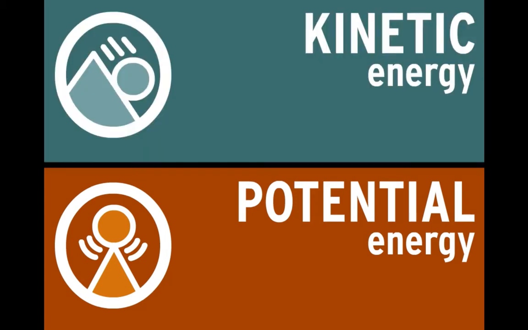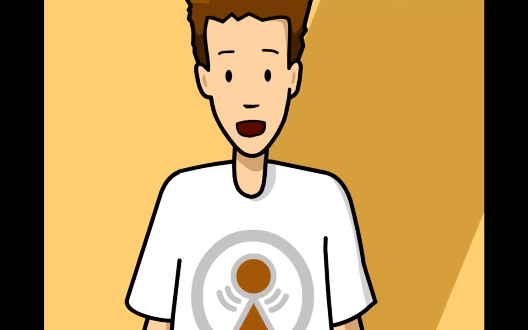Potential energy is stored energy that an object has because of its position or condition. It's related to kinetic energy, which is the energy that an object has because of its motion. The simple difference between the two is that only moving objects have kinetic energy.